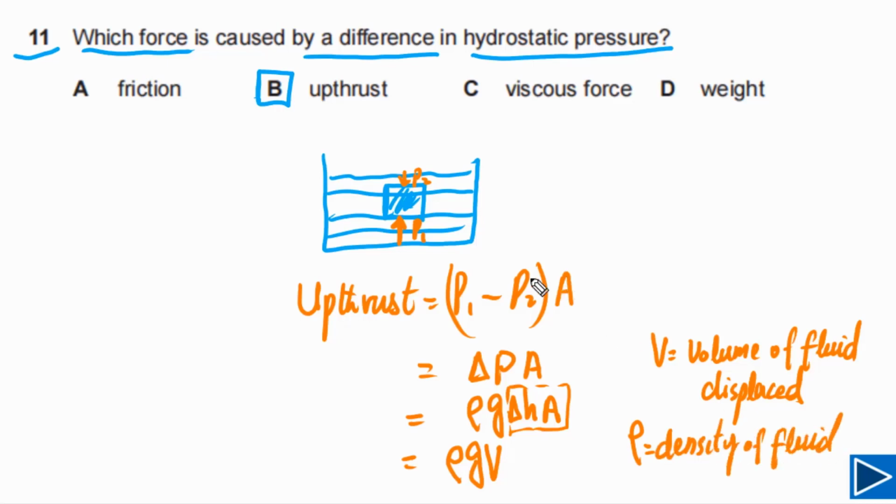So the main cause of upthrust is the difference in hydrostatic pressure. It means the value of P at the bottom is different than the value of P at the top. In this case, P1 is greater than P2. So that's the reason upthrust is in upward direction. So this is always in upward direction. So the answer for this question is B.